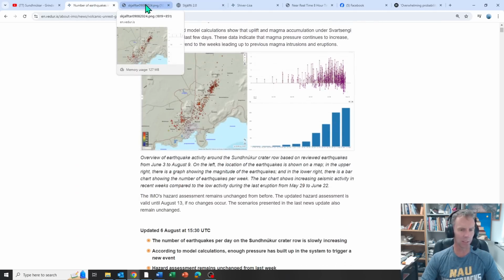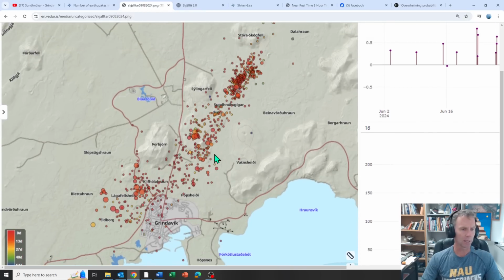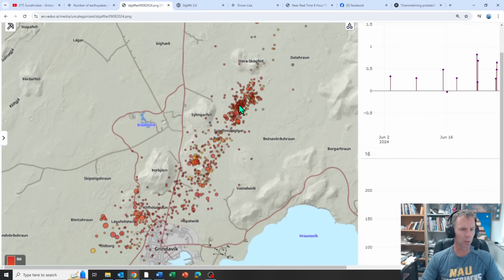So this is essentially a 2 month or so snapshot of all the earthquakes happening in the area. And you can see a good cluster here right around that vent, right around that spatter cone, that primary vent that opened up with the May 29th eruption. So this again is still the most likely place for the eruption, this next eruption, to take place. This is where the greatest probability lies, is somewhere in here.